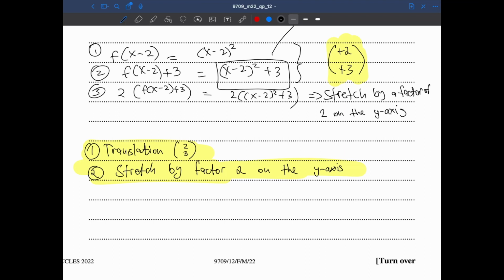And basically the order matters, because if first you would say that it's a stretch, then the translation would be different because you already stretched it. So if you first stretch it, then you will have to translate on the y-axis not by 3, but by 6, since we stretched it by a factor of 2. But in our case, we first translated it, then stretched it, so everything's fine.